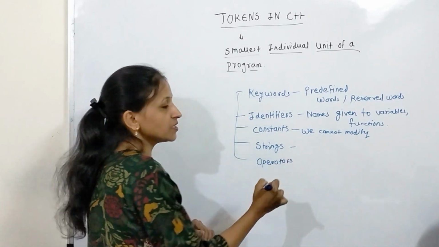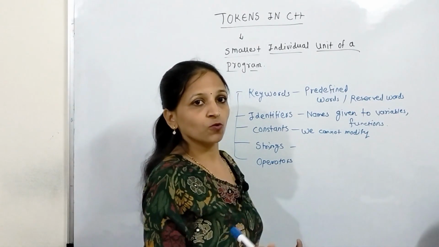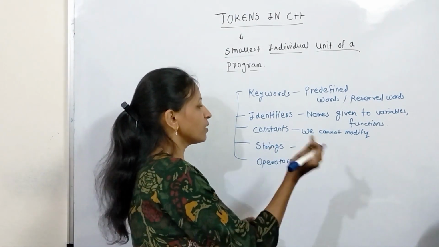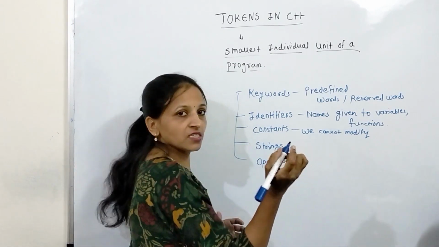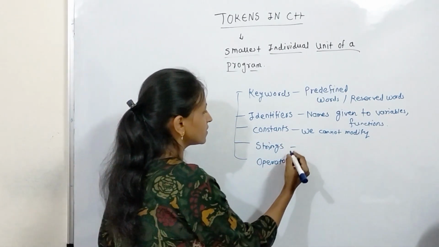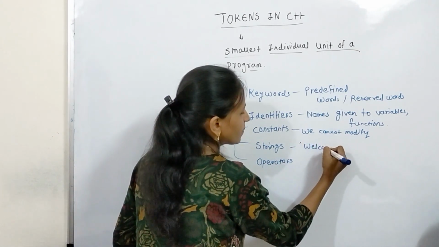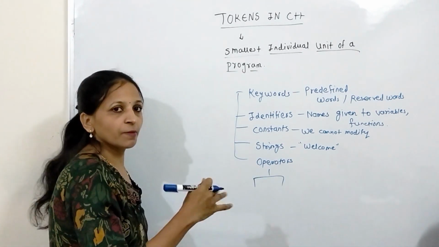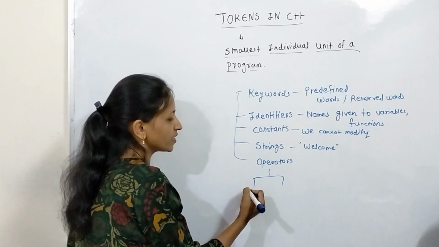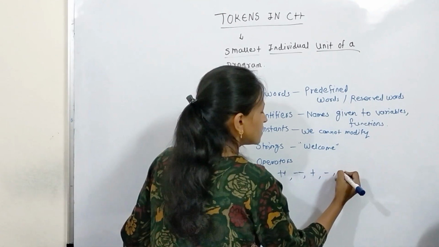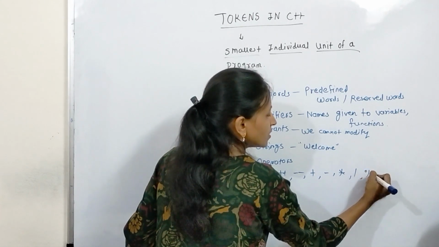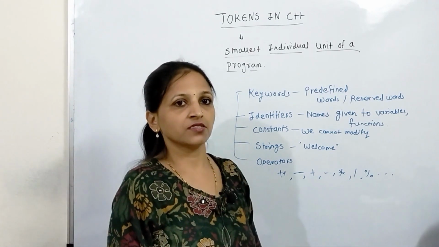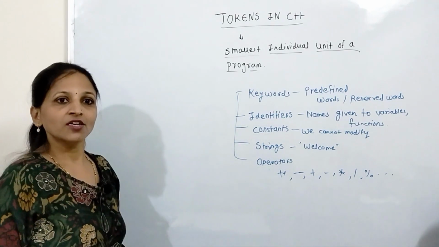The next one is strings: whatever is enclosed in double quotes will be considered a string. If you declare a string variable, it will be terminated by the \0 character, which is nothing but a null character. For example, here we write one string, welcome; this is a string. Operators: there are multiple types like unary, binary, ternary. From that, arithmetic operators are plus, minus, multiply, divide, modulus, and so on. These are all operators that we can use inside expressions. That is nothing but the token part.